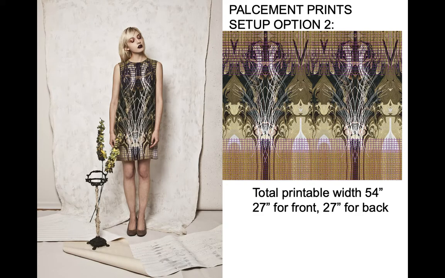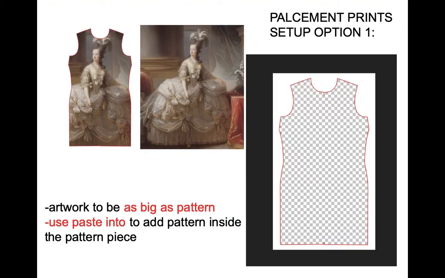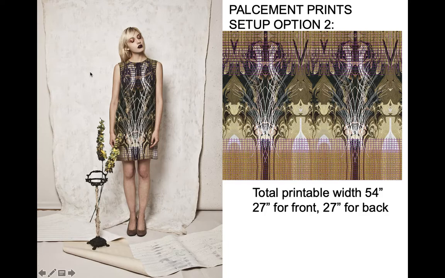Another way of doing this is to print the artwork edge to edge. So instead of printing the artwork just in the shape of the pattern piece, you could just print the artwork without the actual shape of the pattern piece, and doing this will allow you to have placement print for multiple sizes of your dresses. So if you have small, medium, large, then you could just use the same printed panel to cut out all of the dresses.